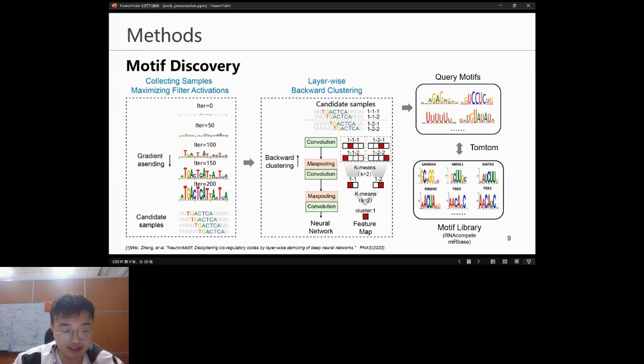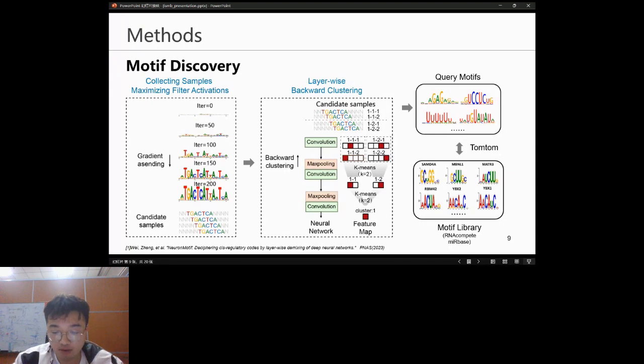We applied the gradient-guided genetic algorithm to maximize the neuron activation and collect various samples during the optimization process. In the second step, we then perform layer-by-layer clustering on the collected samples. We will send the collected samples into the network and obtain the intermediate feature maps of each layer. We will then start clustering these samples based on their deeper layer feature maps, and gradually proceed to cluster based on shallow layer feature maps.